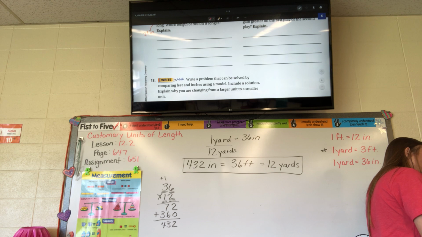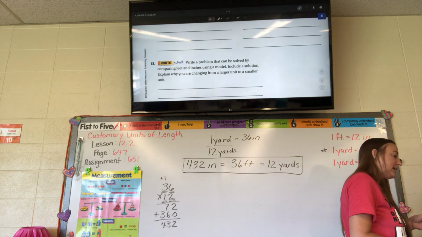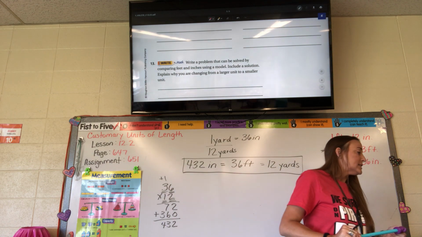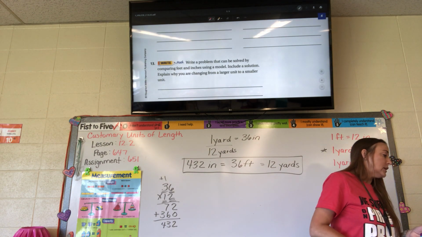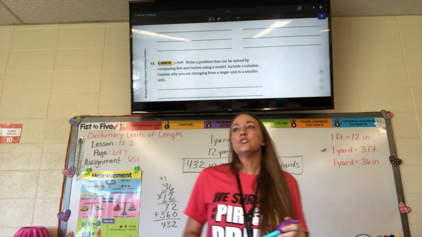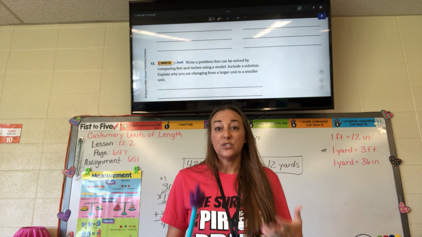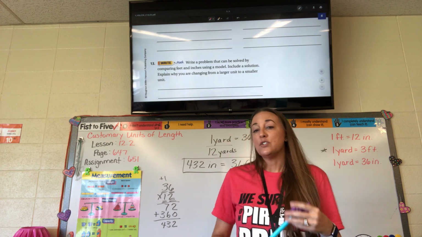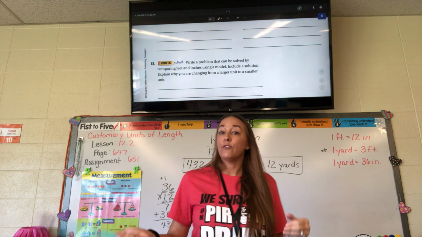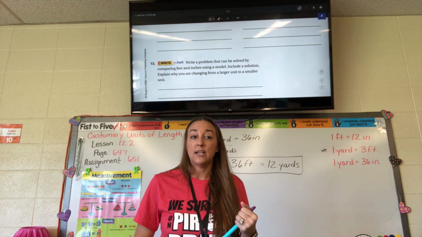And then write a problem that can be solved by comparing feet and inches using a model. Include a solution. Explain why you are changing from a larger unit to a smaller unit. Okay, so you guys, there's been a lot of examples like sewing throughout this. Don't stress about this. Just do your best and refer back to the examples we've talked about today.